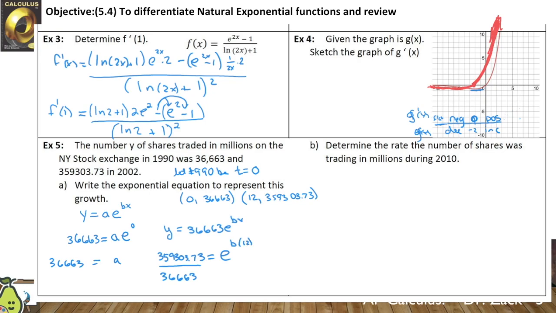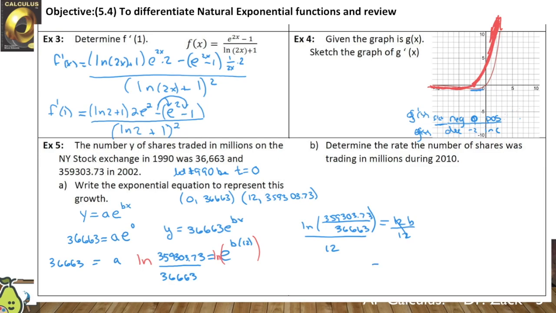All right, now, this is where your log skills come in. You know that if you take this function and log both sides, yes, I said that, hit it with a log, you end up with the natural log of that nasty number is equal to, what happens with log and e? They cancel out, so you have 12b. And then you divide both sides by 12, and you now know your b value.